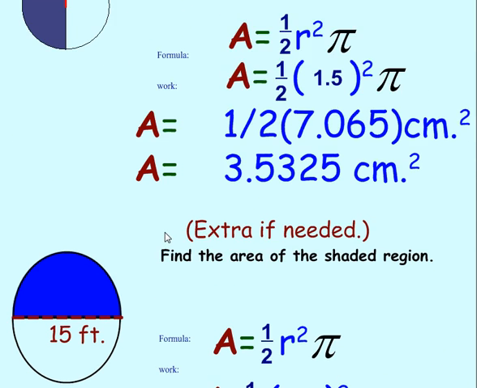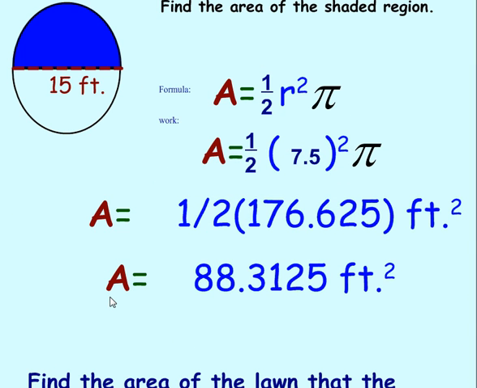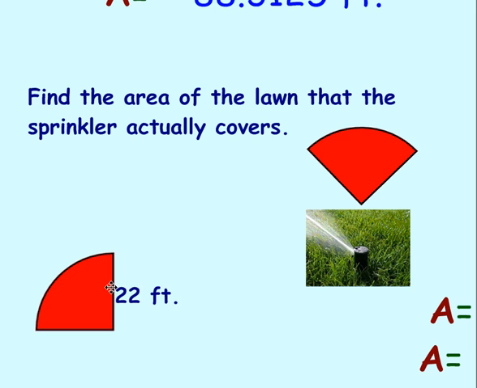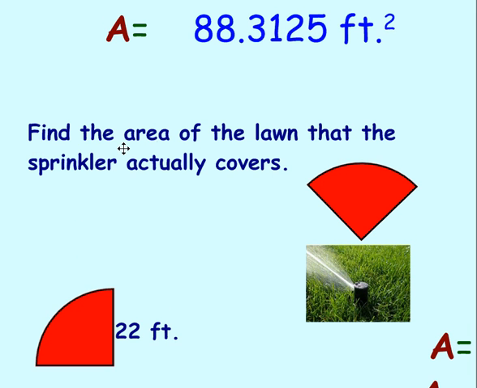Okay, so we've done semicircles. Semicircle, this one was the radius, this one the diameter. Let's try something a little bit different. Take a look down here. We're going to find the area of a circle, and then you're going to want to think about, okay, what part of the circle am I dealing with?